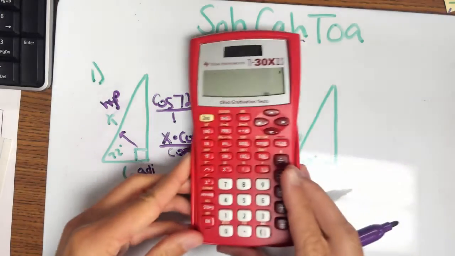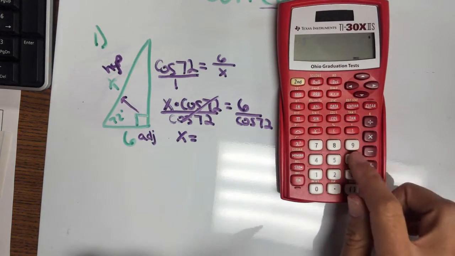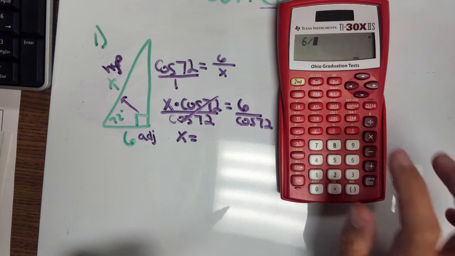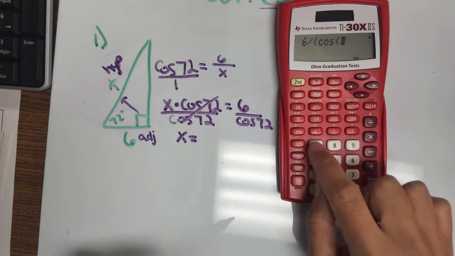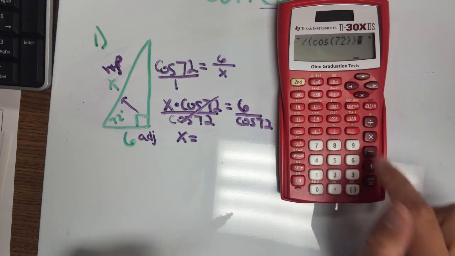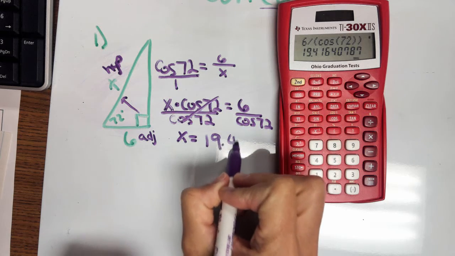So on the red calculator, I'll show you what it looks like. Come over here. Get out of the glare. We're going to type in 6 divided by, and I always start a parenthesis. Your cosine is COS again, 72, and we've got to close both parentheses. Gives me 19.42.